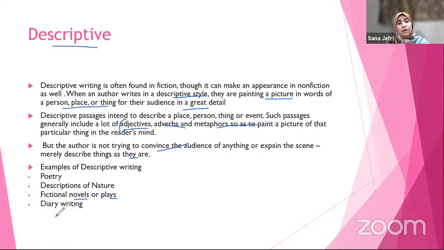Mostly it's in fiction, as I told you. In non-fiction, it can be describing a process. As it is, it's just describing. It's not trying to explain to you. It's not trying to teach you something. It's just describing. That's it. Okay. We'll do some examples. You'll be able to understand better.